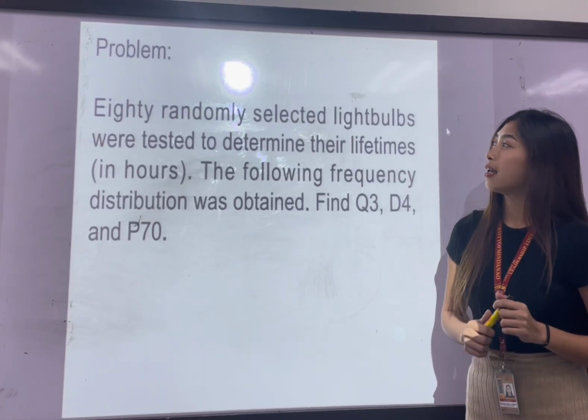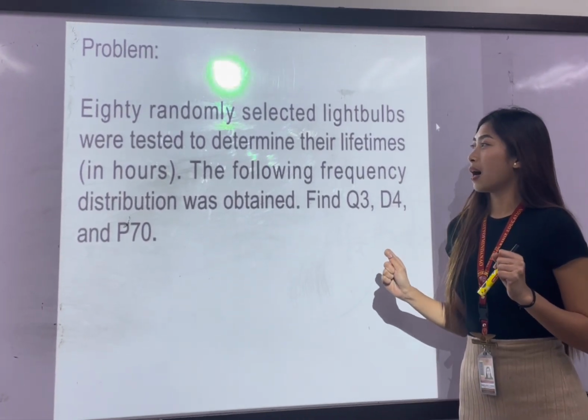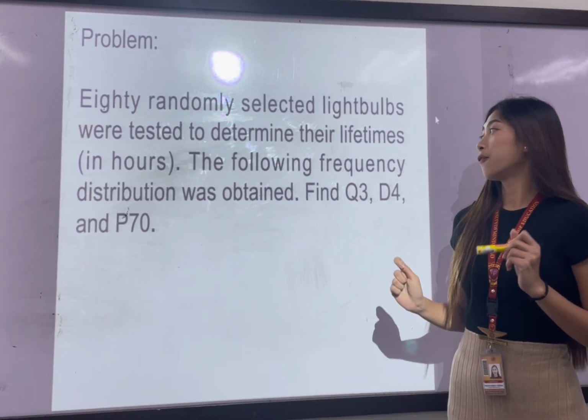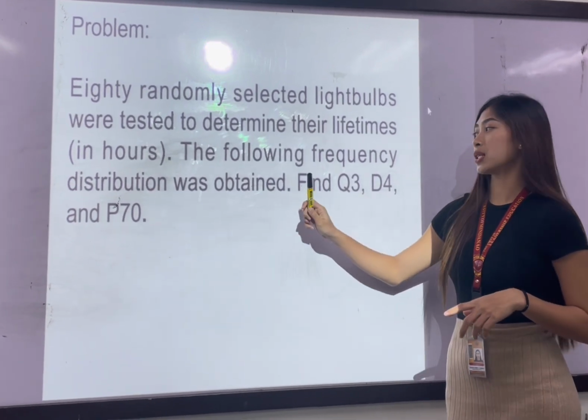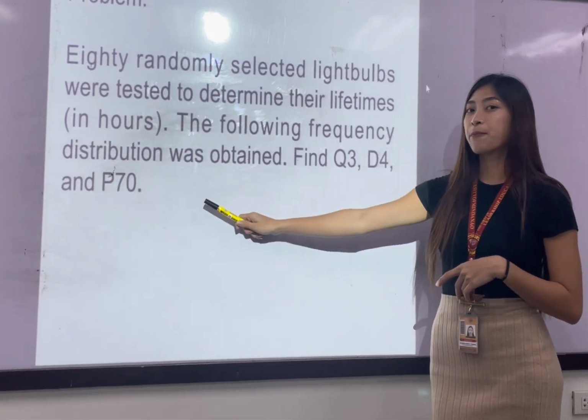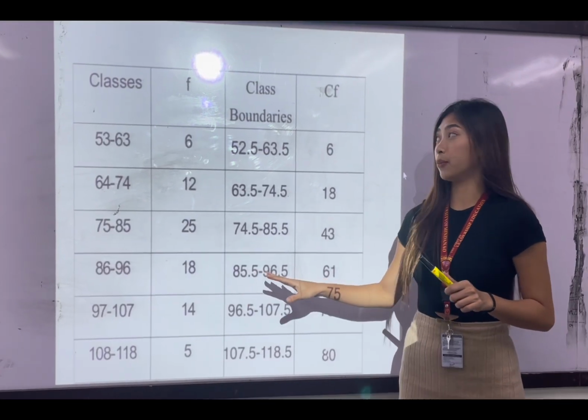So next, I have here the problem. 80 randomly selected light bulbs were tested to determine their lifetimes in hours. The following frequency distribution was obtained. Find quartile 3, decile 4, and percentile 70. I have here the table.